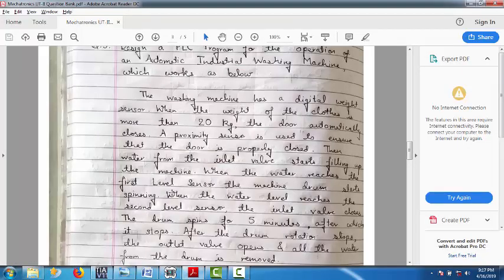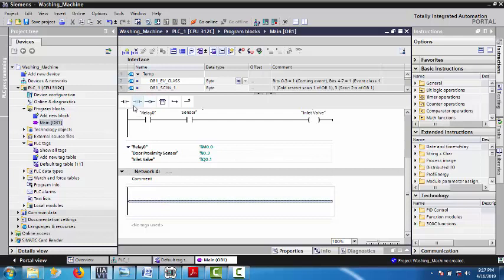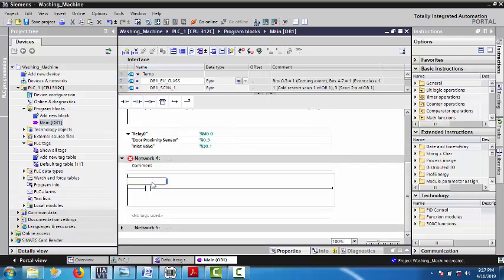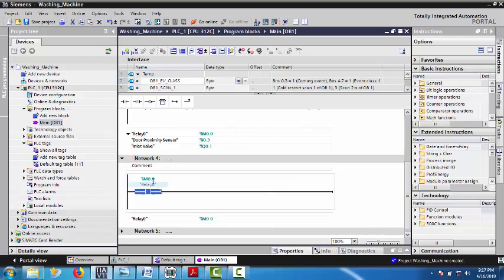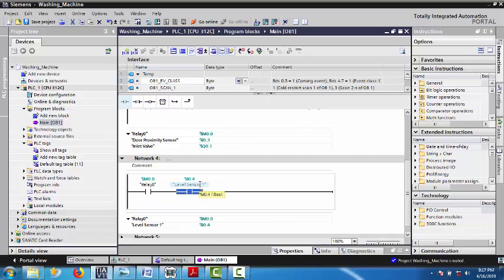When the water reaches the first level sensor, the machine drum starts spinning. So the first element here is always relay 0. That is not going to change. But as soon as the first level sensor is sensed, what happens? The drum starts rotating. The motor drum activates.